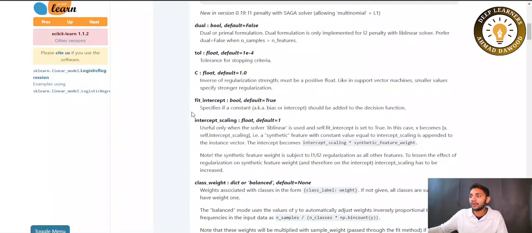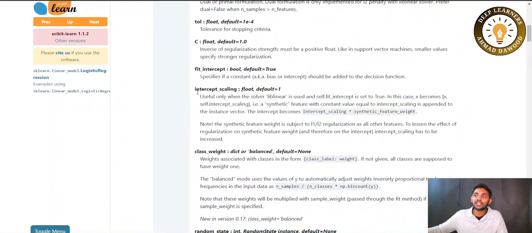Okay, so after that, fit intercept. So fit intercept, as in the case of linear regression, is whether we want an intercept or not. Okay, so it's the same parameter. If you make it false, it means you are not interested in the equation of the model in which the intercept is present.